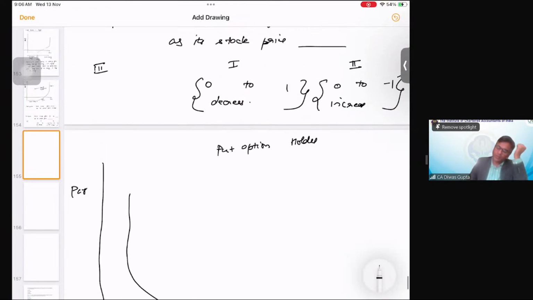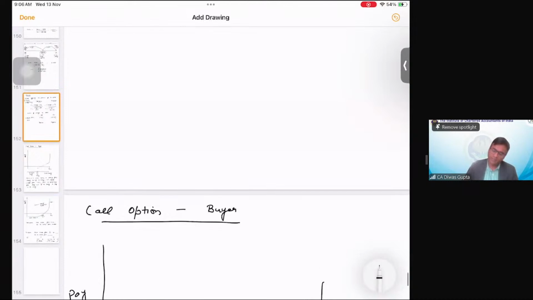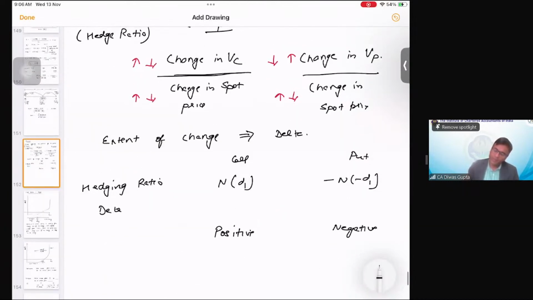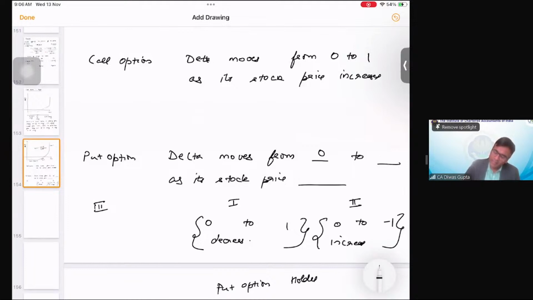So 0 is okay, but in the previous discussion, we also said that put option delta can never be positive. It will always be negative through this, right? So I tried to explain in two ways. One is through this and one is through this. So it can't be positive one, it can always be negative only. So this is okay, -1.